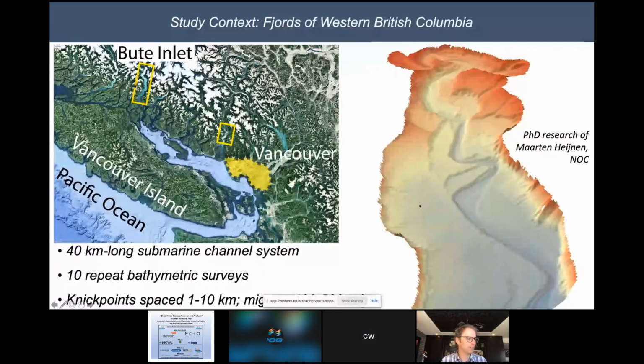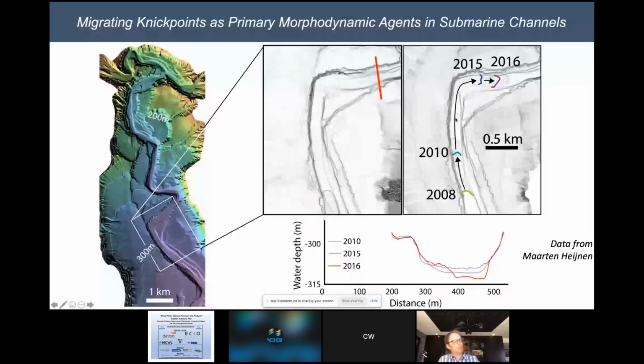They're spaced every 1 to 10 kilometers, and they migrate 100 to 500 meters a year. Migrating nick points, what is that actually about? Let me try to explain. What's fascinating here is a planform of Butte Inlet. There's a channel at the bottom of that inlet, and there are those two deltas feeding in, and the channel runs along the central axis here.